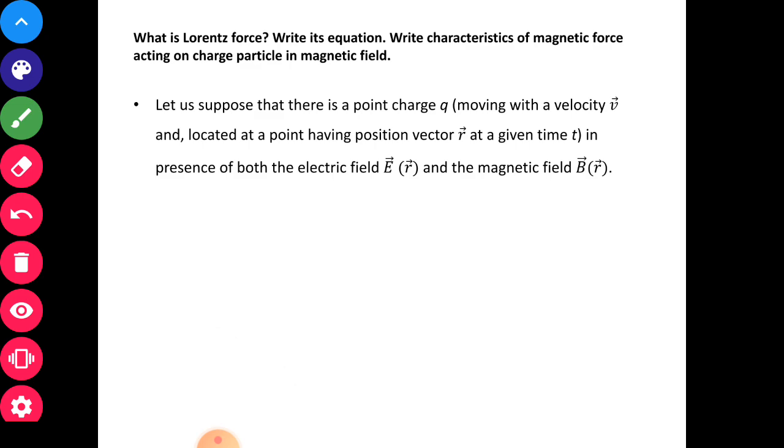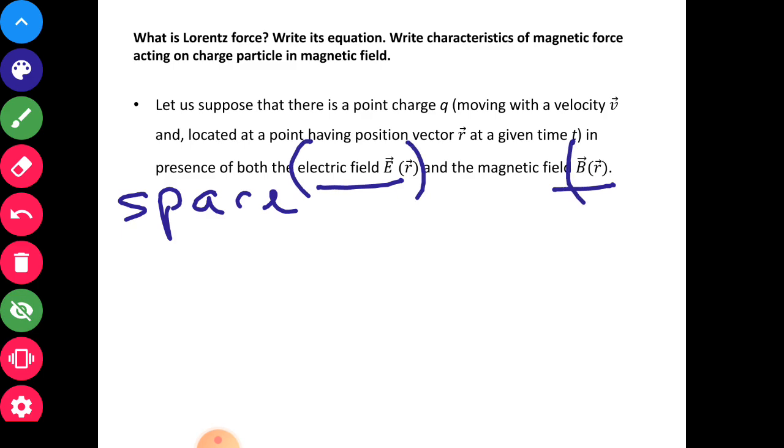Now let us suppose that there is a point charge Q moving with velocity v and located at a point having position vector r at a given time t in presence of both electric and magnetic field. So there is a space. First of all, try to understand. There is a space in which both electric field and magnetic field are present. So this is the requirement. Both the fields are there. Which are they? Electric field and magnetic field.